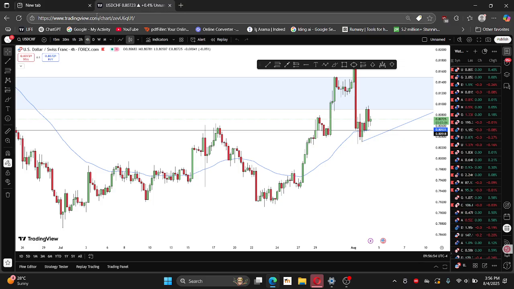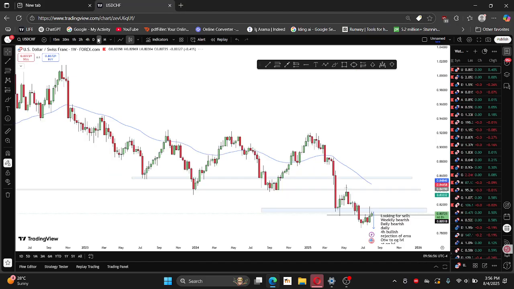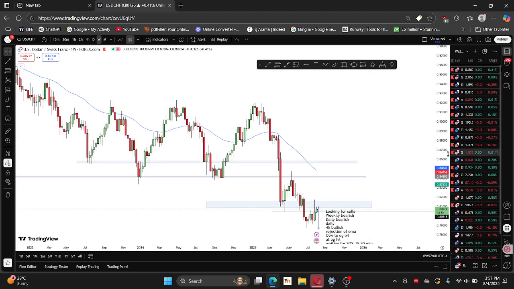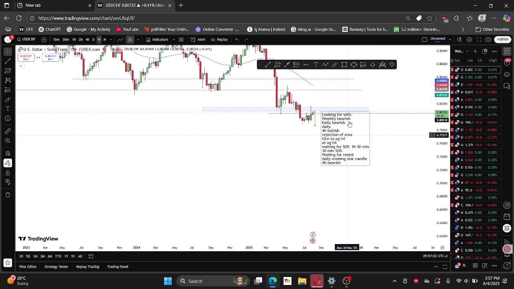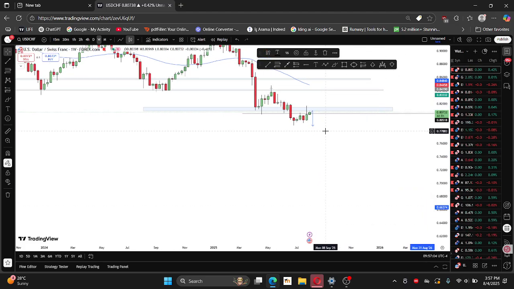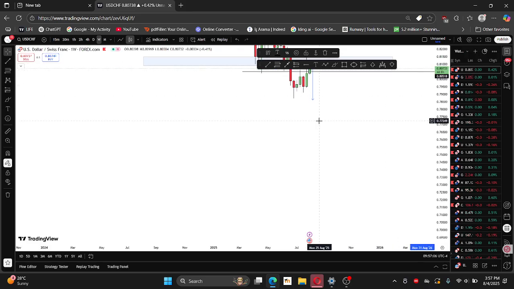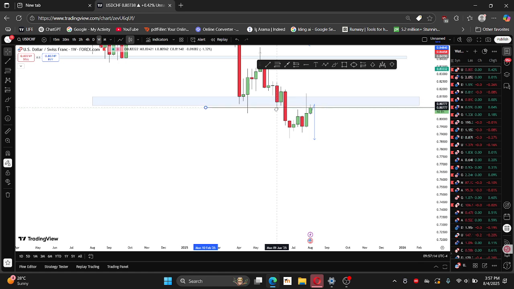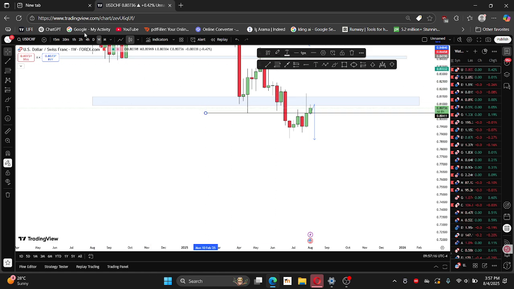So, firstly, I have USD CHF. If you can see, the weekly is very much bearish right now. You can clearly see that the market has been moving down, in a downtrend, and it's now at this zone here. So if this market is here, I'm expecting a rejection at that zone.